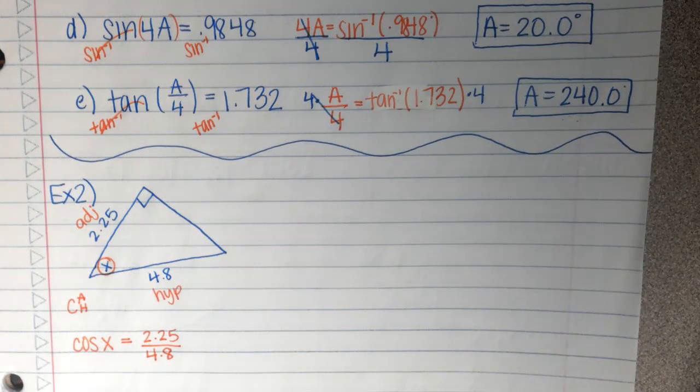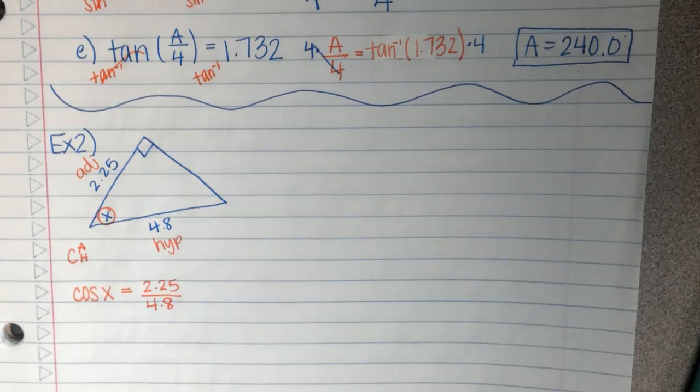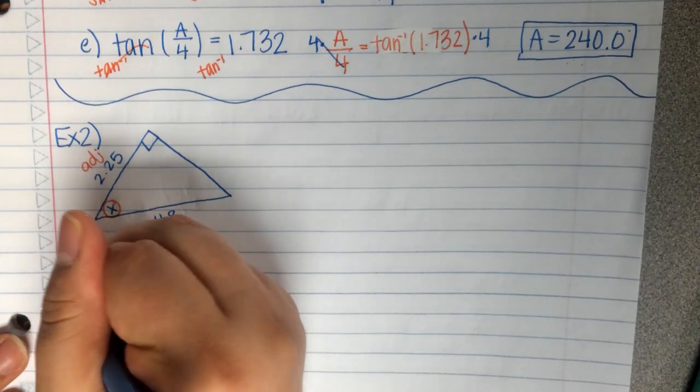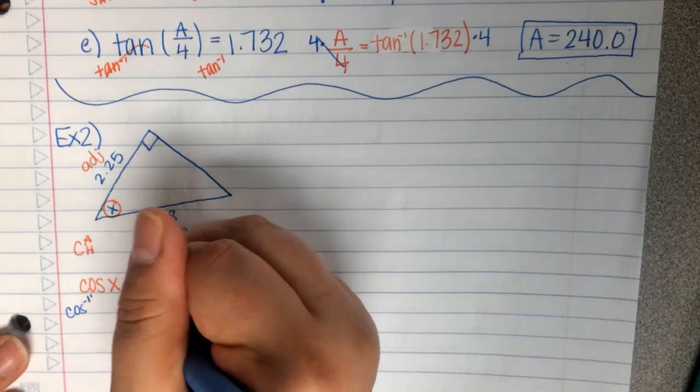So this is a little different than yesterday. Yesterday, X was on the top or the bottom. Where is X today? On the angle. But don't we now know how to get rid of that? How do we get X by itself? Inverse. And what you do to one side, we do to the other.